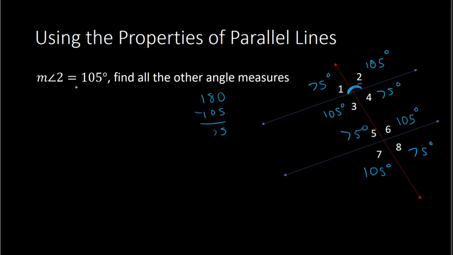So based off just this one angle measure, we can find all the other angle measures based off those 3 different properties. And those properties again are the corresponding angles are the same, the alternate interior angles are the same, and then the alternate exterior angles will be the same.